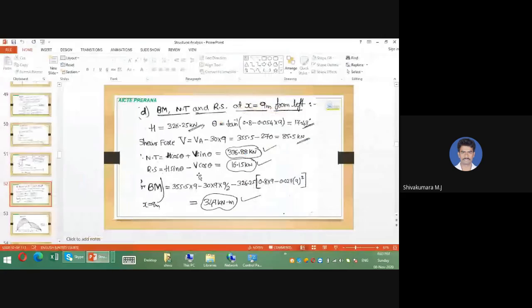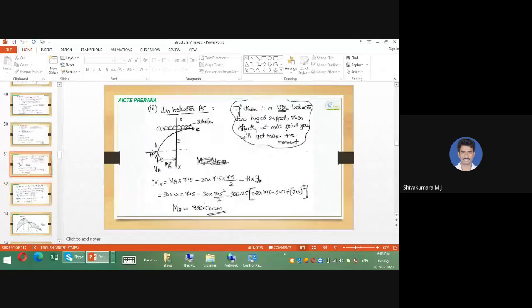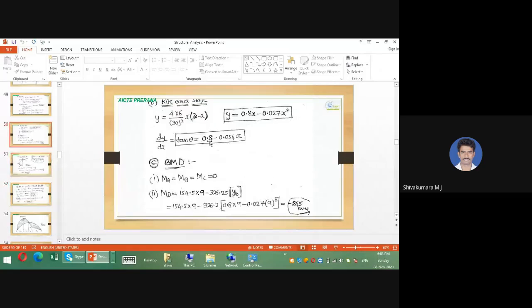And radial shear, it is H sin theta minus V cos theta. And calculation of theta, I have already said, that is tan theta equal to, we have the equation 0.8 minus 0.054 x, which is the y equation differentiated once with respect to x. So if we substitute the value of x over here and theta equal to tan inverse of that value, we are going to get the theta value.